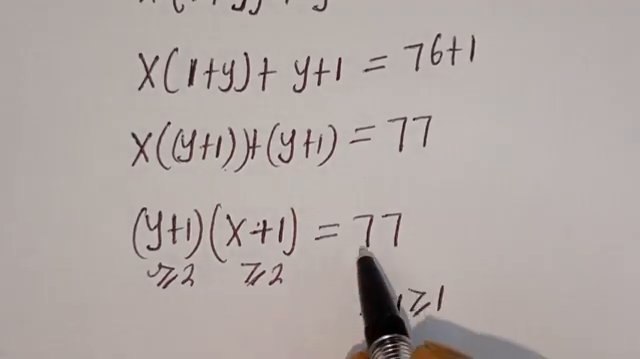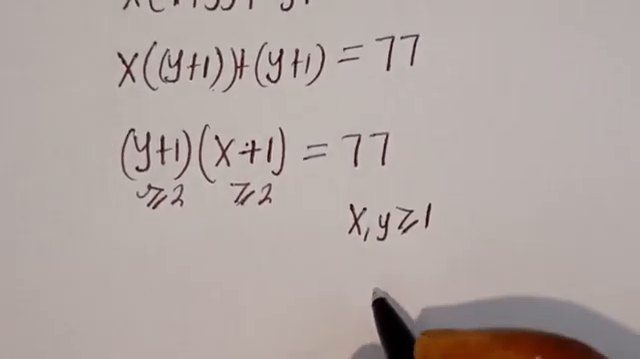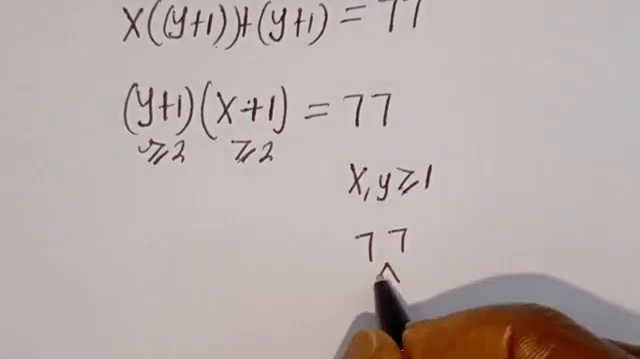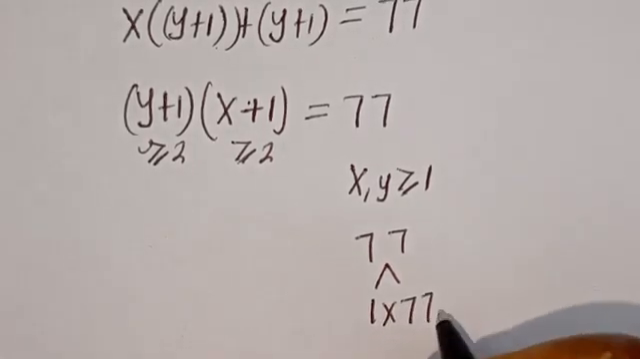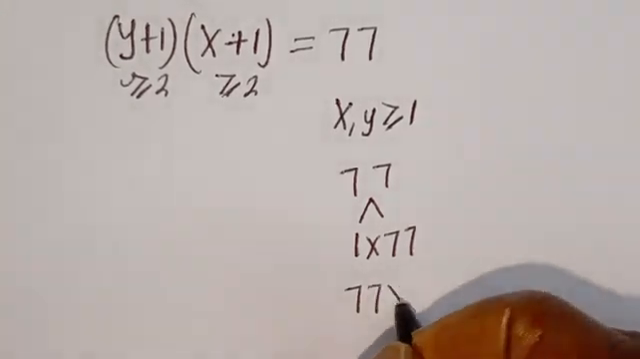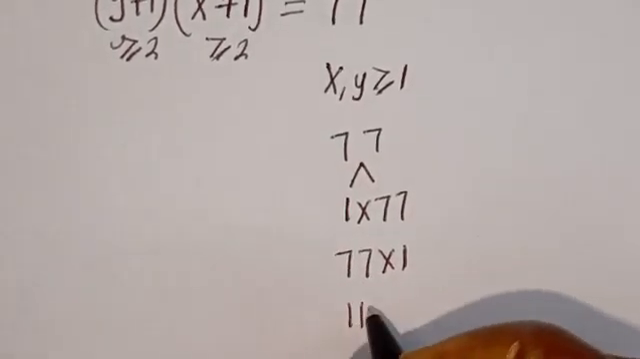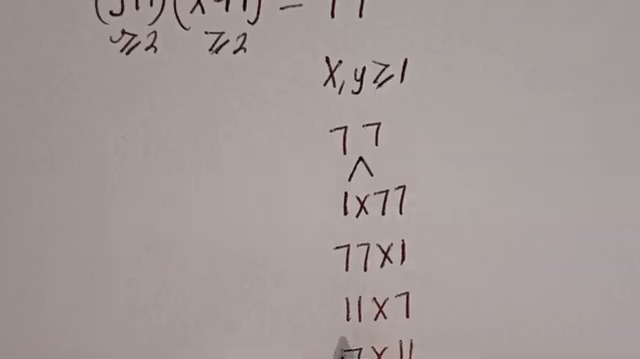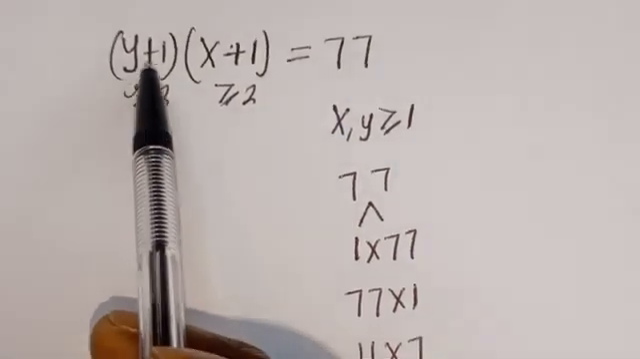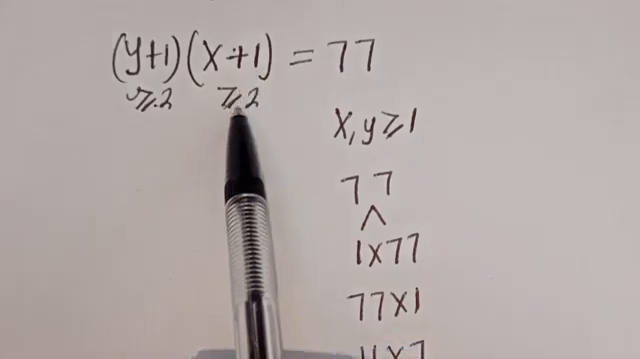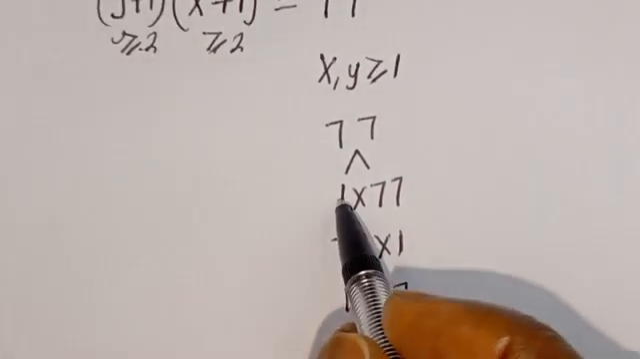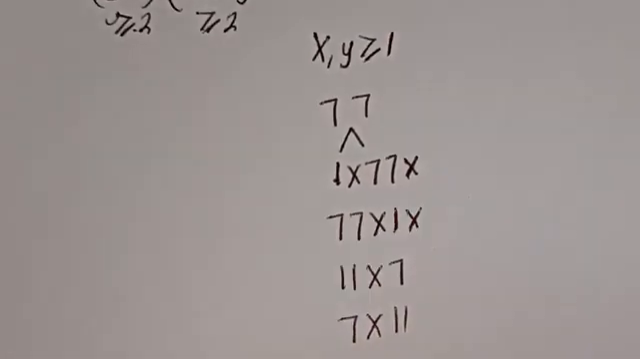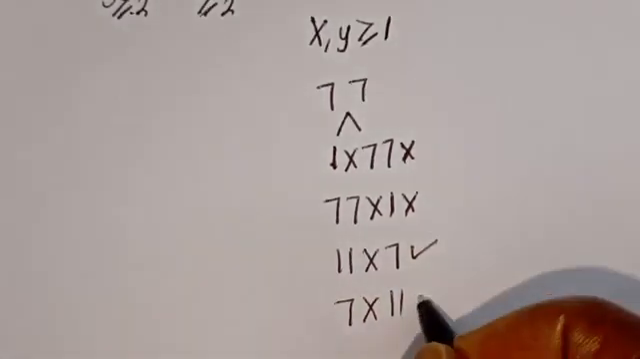Therefore, let's consider the product of 77. 77 is 1 multiplied by 77, then 77 multiplied by 1, now 11 multiplied by 7, and then 7 multiplied by 11. But here we say this y plus 1 is greater than or equal to 2, and x plus 1 is greater than or equal to 2. So this is less than 2, this is out of it, and this is also out of it. So the only two we want to consider is this and this.